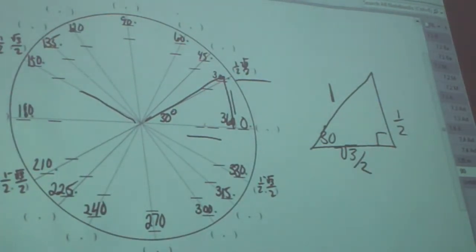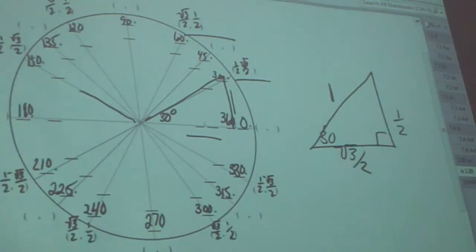Let's go to the 60s. Square root of 3 over 2, 1/2. This is positive, positive. This is negative, positive. These are both negatives. This is positive, negative.